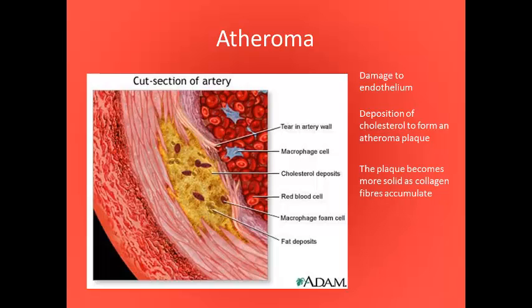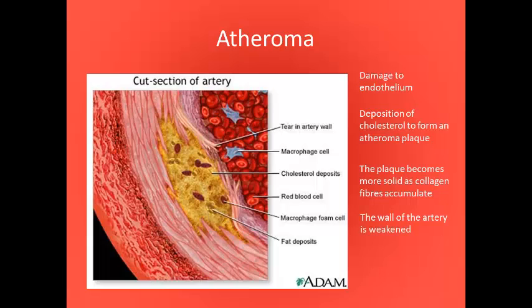After this, macrophages, which are a type of white blood cell, move in. They try to destroy the cholesterol deposits, but unfortunately are unable to do that, and they turn into things called foam cells, which actually release fat deposits into the atheroma. They then start an inflammatory response, which releases collagen fibres, which are the thick, fibrous fibres that you'd normally only find in the outer layer of the artery, and this can actually cause this atheroma plaque to become quite solid.